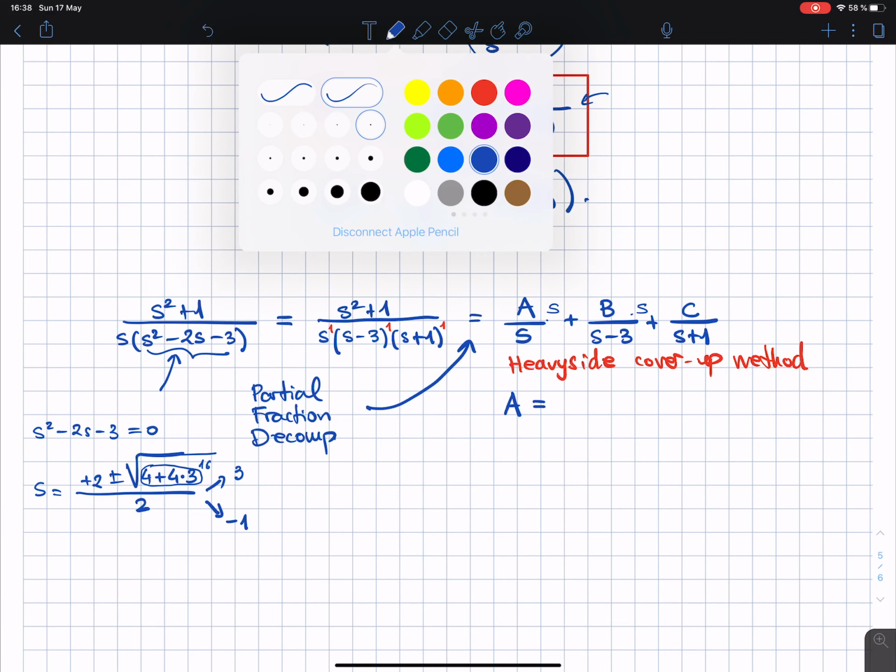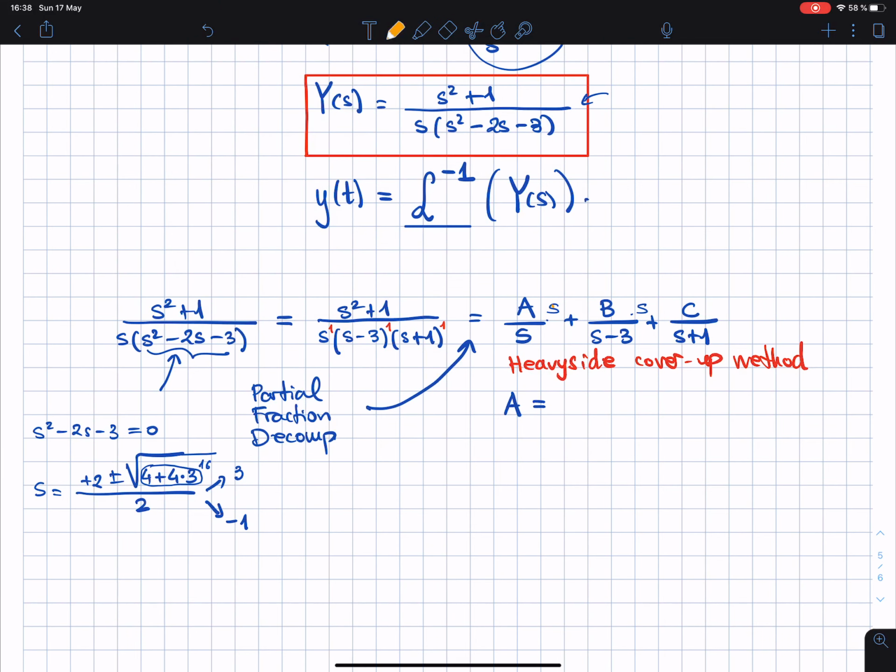Let me use another color. I think it will be better. It's like I multiply everything by s. Of course, when I multiply everything by s, I get rid of the s here, I get rid of the s here, okay? And now I will substitute the value s equals 0 in the equation.